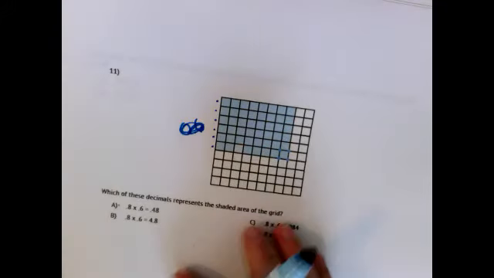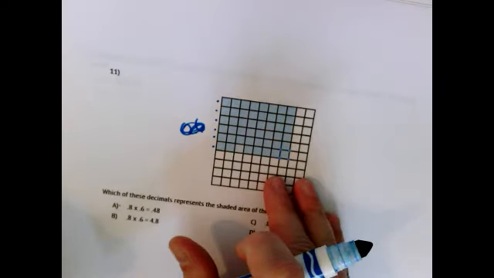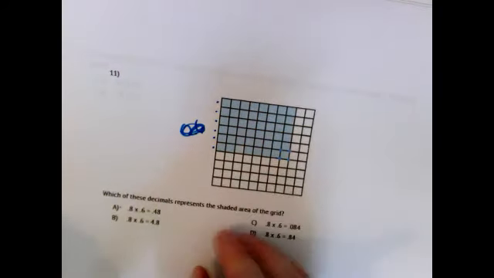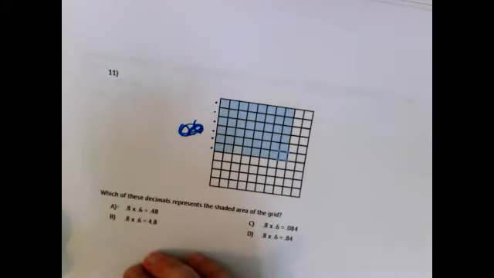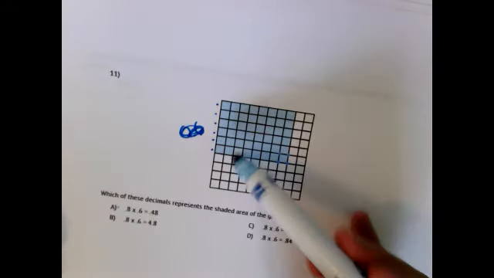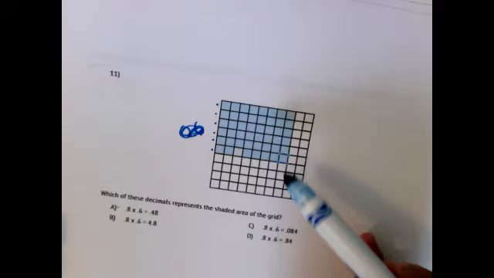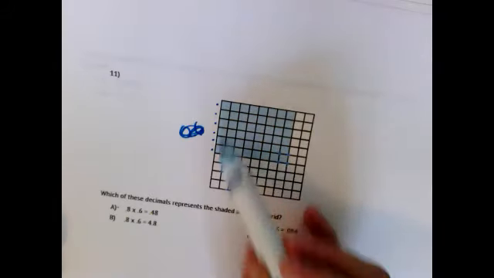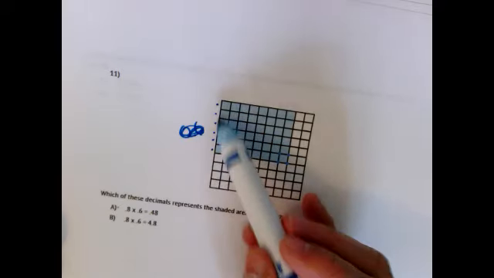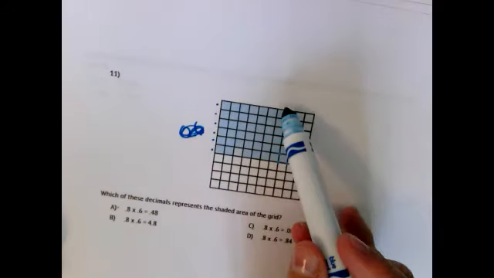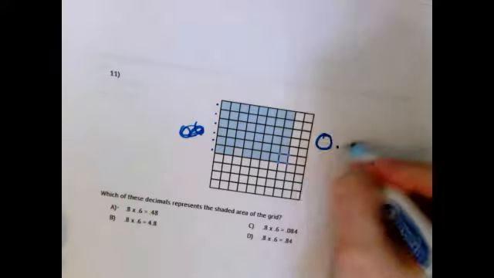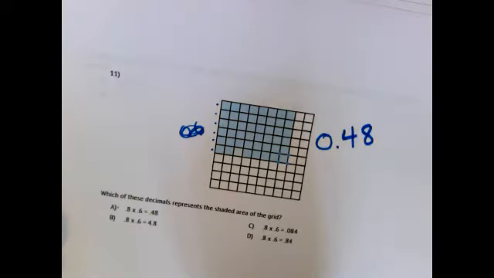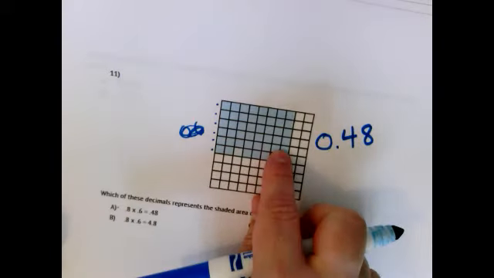All right. So for the next question, we have a grid here, a hundredths grid, and they're asking us which decimal represents the shaded amount. Well, the best thing you can do is go in and figure out how many total boxes are filled in here. So if I know that there are 6 going down and 8 across. So all together there, I know that I have 48 hundredths because there's 48 little boxes here.